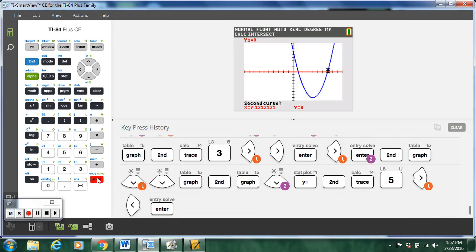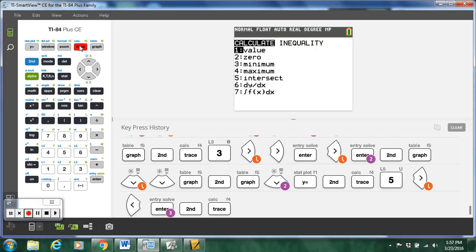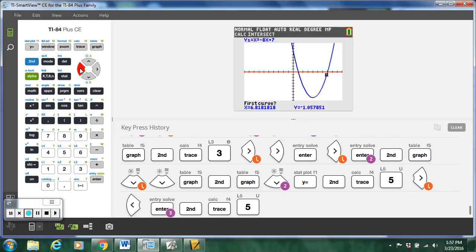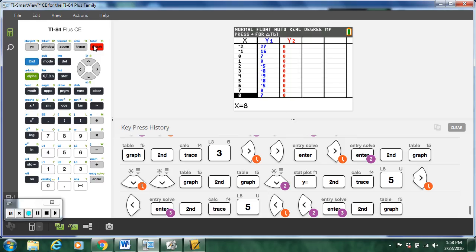And you just hit enter 3 times. And there's your point, 7, 0. You're going to have to use this when it doesn't give it to you in the table. So second, calculate number 5, intersection. Put your cursor over on the other intersection point. Hit enter 3 times. And there's your other intersection point, 1, 0. So if you're looking for those zeros, those x-intercepts in the table, and you don't see any zeros in the y, then you're going to have to do the second calculate intersect.